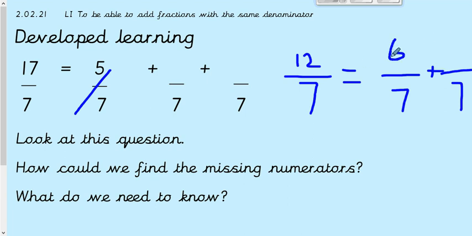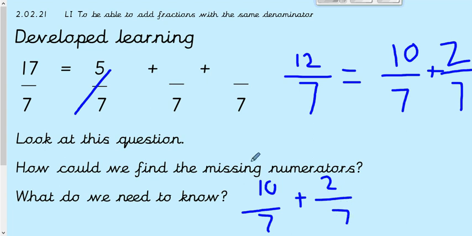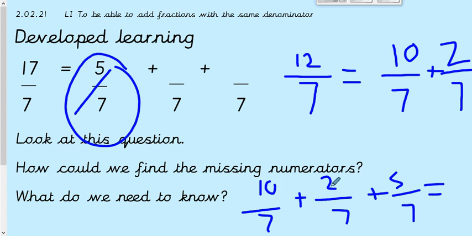So we could do 6 and 6. We could do 10 and 2. You could do any two numbers that would add up to 12 and it would still be right. So let's use that example for the minute. We have 10 sevenths, add 2 sevenths, and then we add this one again just to check it works. So 10 add 2 is 12, add 5, 13, 14, 15, 16, 17 sevenths. You can always check at the end just to check it works as well. So that's just using your problem solving skills. But hopefully it was quite straightforward for you.